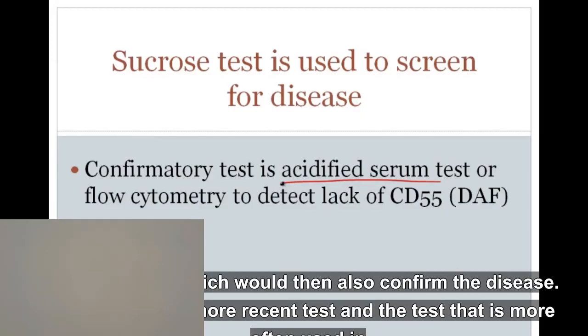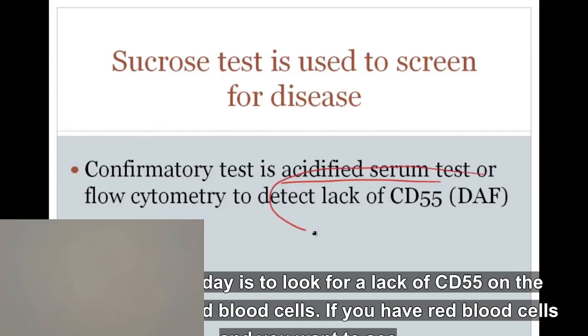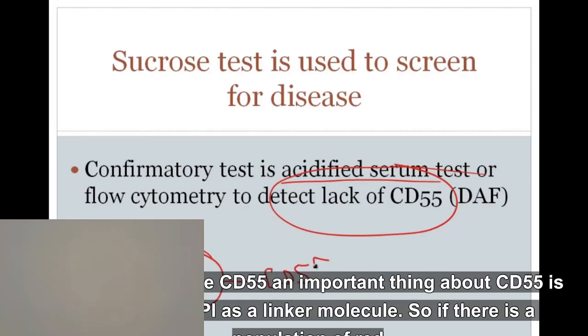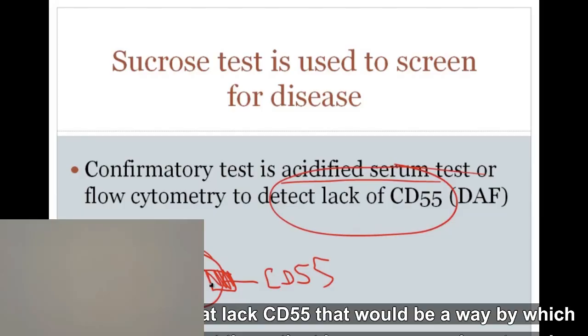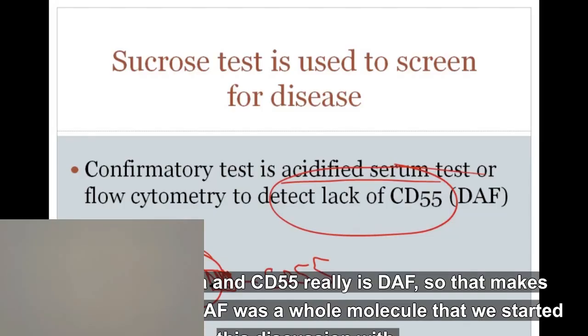Nowadays, the more recent test, and the test that's more often used in laboratories today, is to look for a lack of CD55 on the surface of the red blood cells. If you have red blood cells and you want to see whether they have CD55, an important thing about CD55 is that it uses GPI as a linker molecule. So if there is a population of red cells in the patient that lack CD55, that would be a way by which you could prove that the patient has paroxysmal nocturnal hemoglobinuria. And CD55 really is DAF, so that makes sense because DAF was the whole molecule that we started this discussion with.